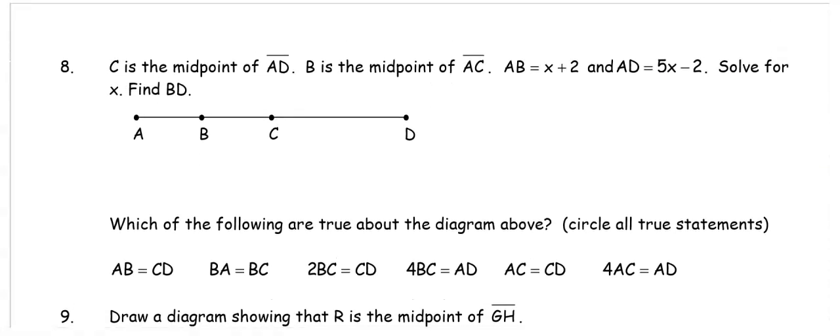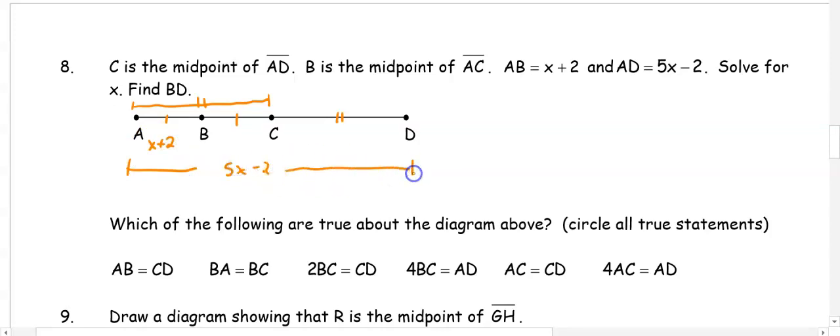Number 8, C is a midpoint of AD. So we know that AC is going to be congruent to CD. We also know that B is a midpoint of AC. So we took one of those halves and we cut it again, so we now have a fourth. We know that AB is x plus 2 and AD is 5x minus 2. So we want to solve for x and then find BD.